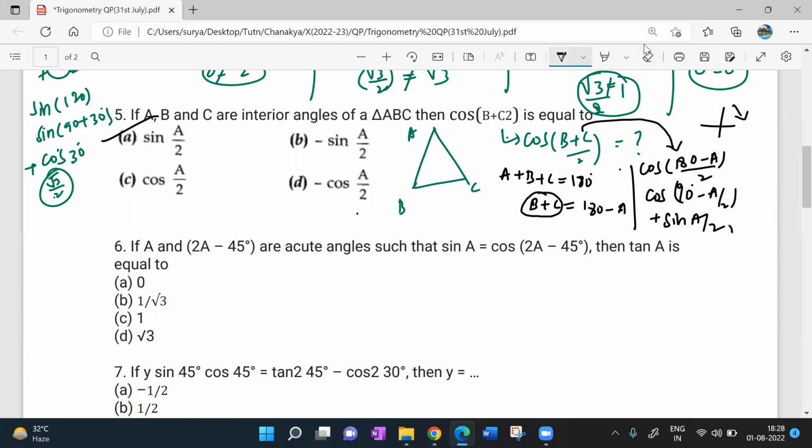So that is how it became 90 minus theta. As theta is what here? A by 2 beta. Theta is my A by 2. So that is how it became sin A by 2. ठीक है?